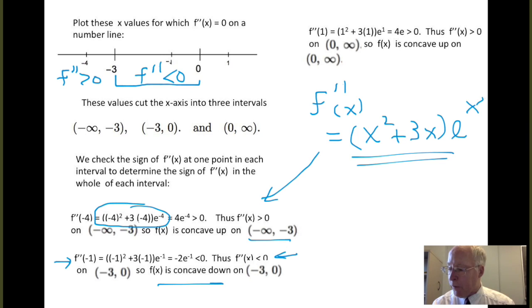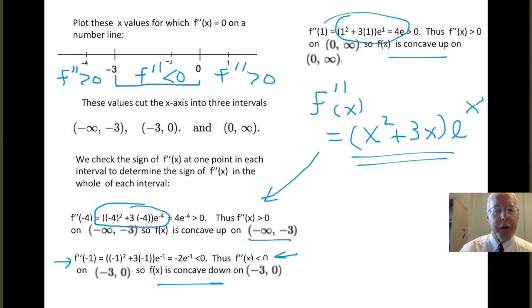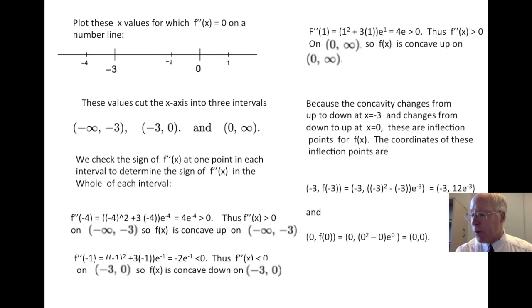Finally, in the third interval, the easiest point to substitute is 1. If we put 1 in for x in the second derivative, as we did here, we come up with 4e, which is positive. So f double prime is positive on this last interval, and that means the function is concave up. Now, an inflection point is a point where the concavity changes from up to down or down to up. And we can see that that happens at -3 and at 0. So let's determine those inflection points right now.